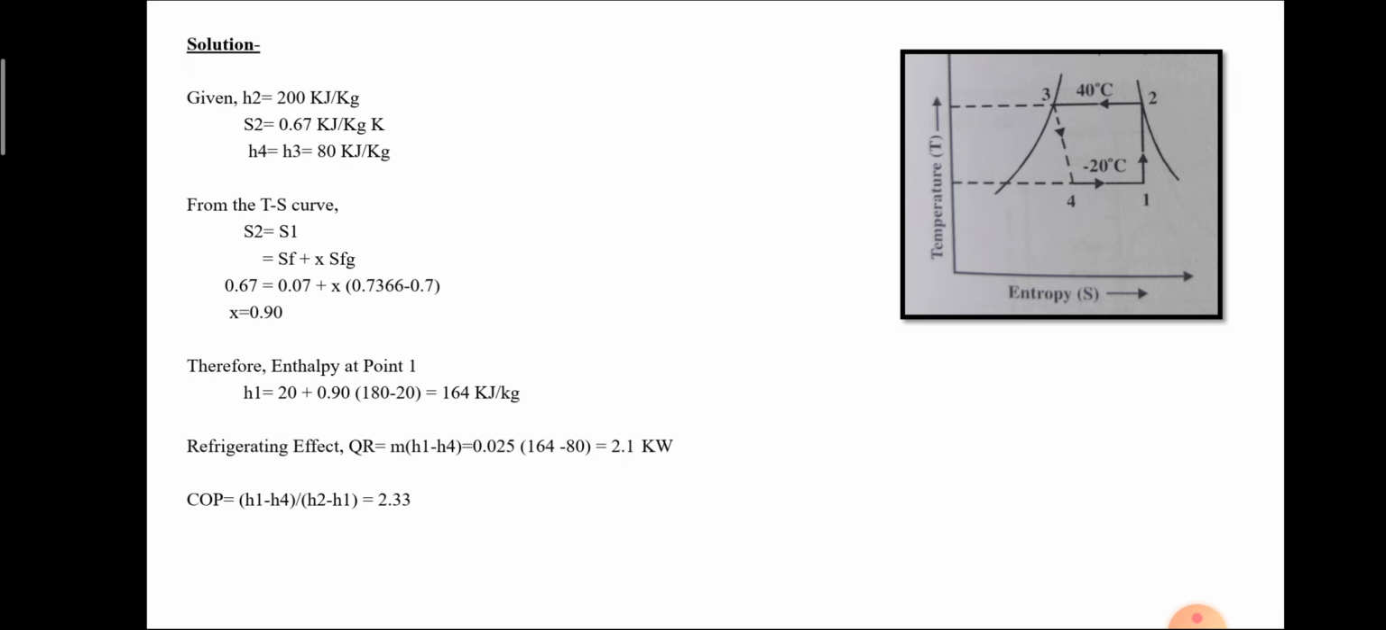So for today, I discussed 3 problems which came in GATE 2003 for the subject refrigeration and air conditioning. After that, I will cover 2004 for the same subject.